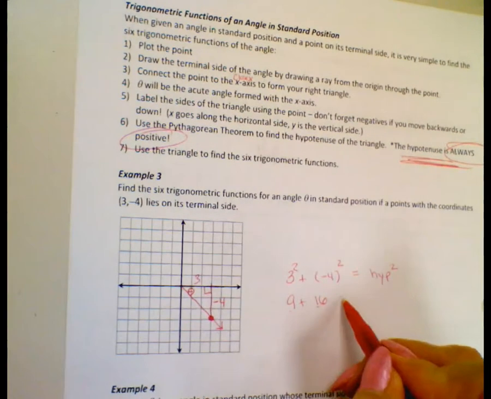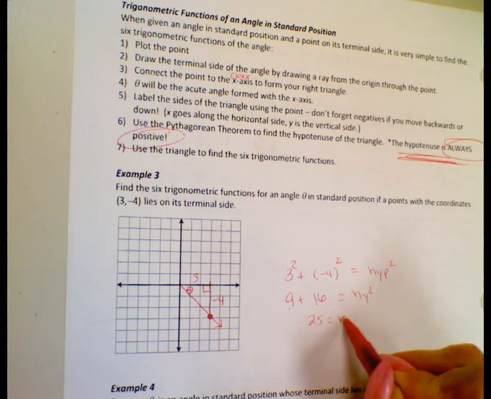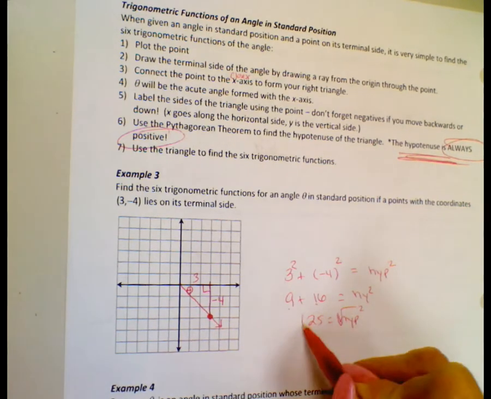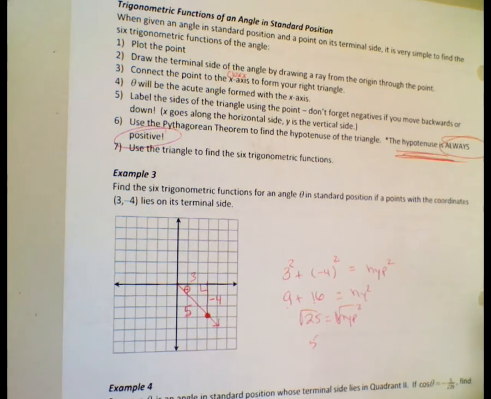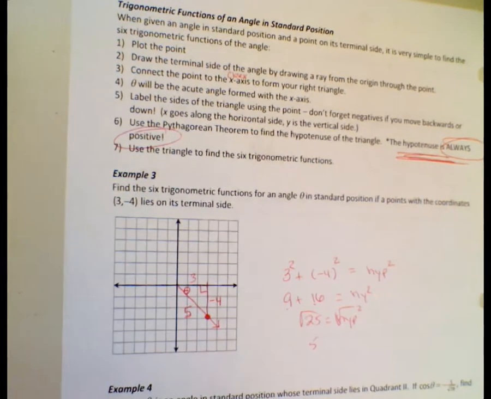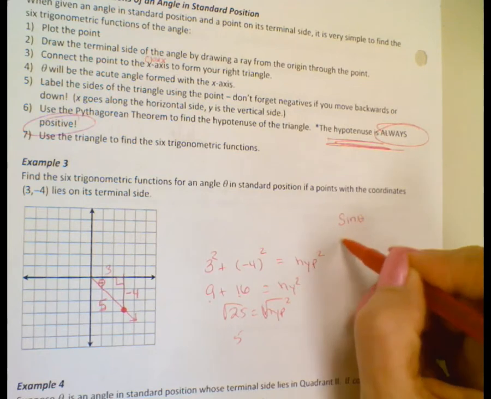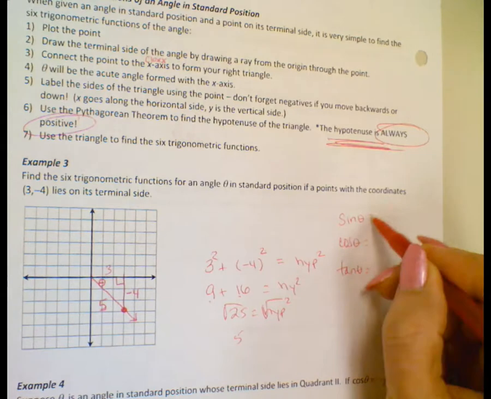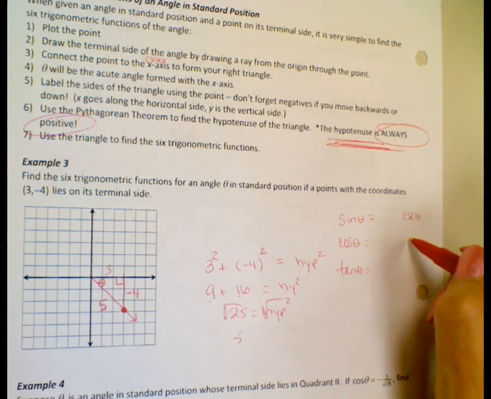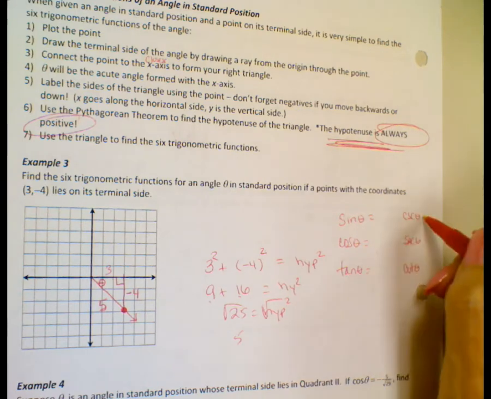These should both be positive numbers because you're squaring. So this is 25, square root, and it's 5. Always positive. It's positive 5. And it's always bigger than these legs. Use the triangle to find the 6 trig functions. So I kind of did too much writing right here. So we're going to go sine of theta, cosine theta, tan theta, and then cosecant theta, secant theta, cotan theta. These are the reciprocals straight across from one another.